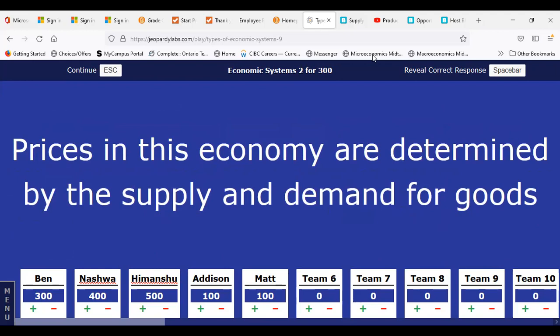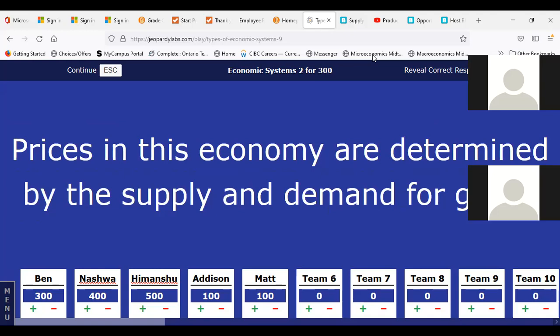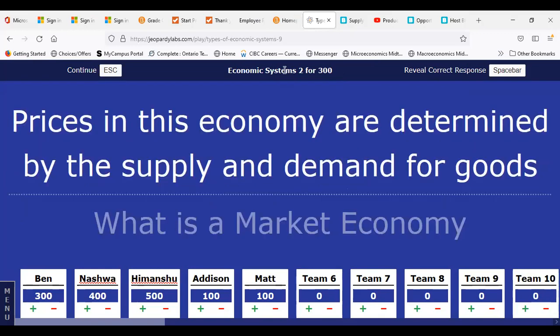Prices in this economy are determined by the supply and demand for goods. What's that called? That one should be market now. Yeah, yeah. So that's great. Good job. And then Anjali. Okay. And Cabler, right? Is that how you pronounce it? Let me know if I'm doing it wrong.